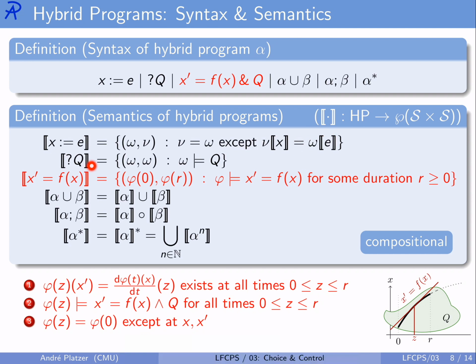The meaning of a test operator is just a function of the meaning of the formula, and the meaning of a differential equation, as we just talked about, is a function of the meaning of the right-hand side and the meaning of the derivative variables x prime. In other words, this is a compositional semantics. The meaning of a big program is a simple function of the meaning of the pieces. So even if we have a terabyte of a hybrid program, these definitions already tell us exactly, just by plugging in and plugging in and plugging in, what the meaning of a very complicated program looks like.